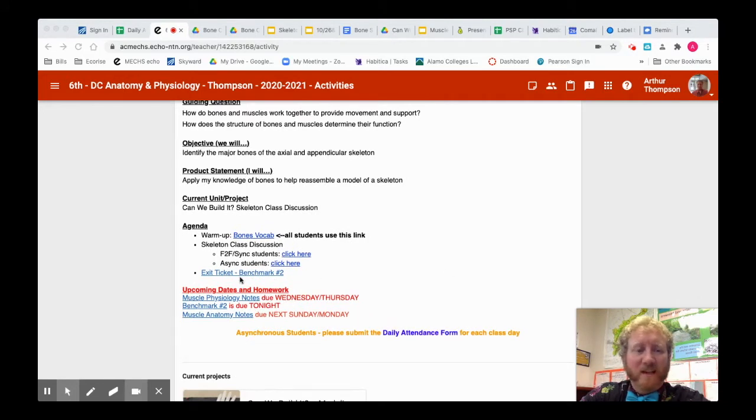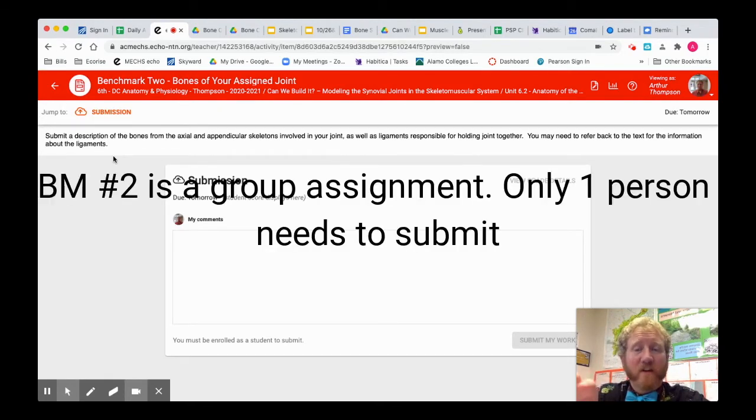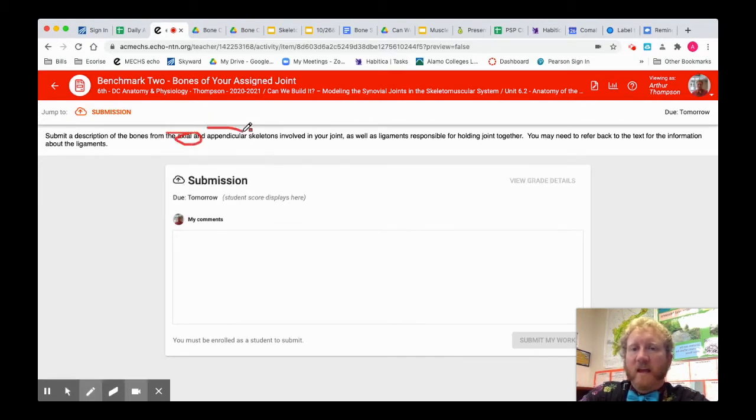A couple of things. By the end of the day today, so that's either A day, which is today, or B day, which is technically tomorrow, and the next class day, I need you and your group to look at benchmark number 2. With benchmark number 2, you're going to tell me the bones that are involved in your joint. You identify them as axial or appendicular skeleton. Not everybody's going to have bones in both, so keep that in mind depending on where your joint is located.